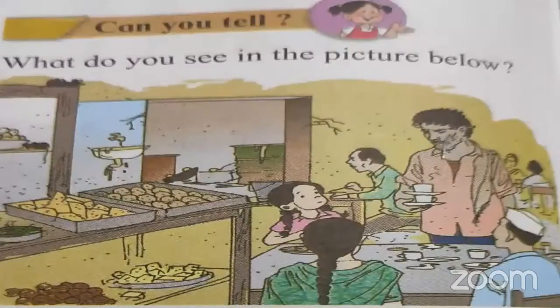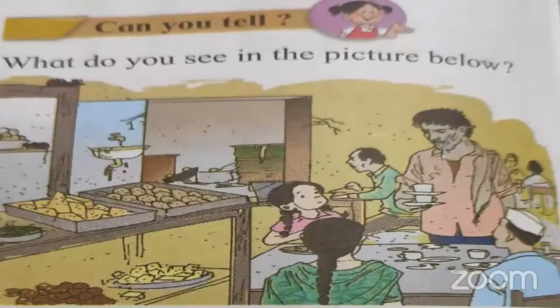Okay, children. Now tell me, what can you see in this picture? This is a shop. Yes. Shop of sweet and farsan. Very good. Sweet and farsan, and the girl is working in the shop, and the man is giving tea to yes.